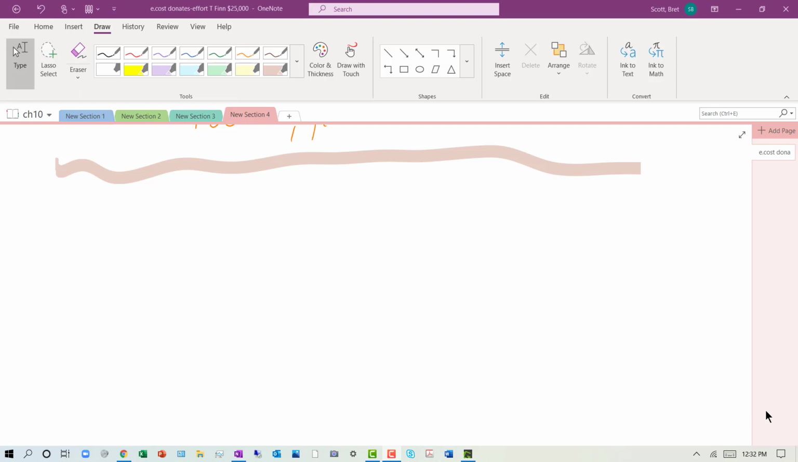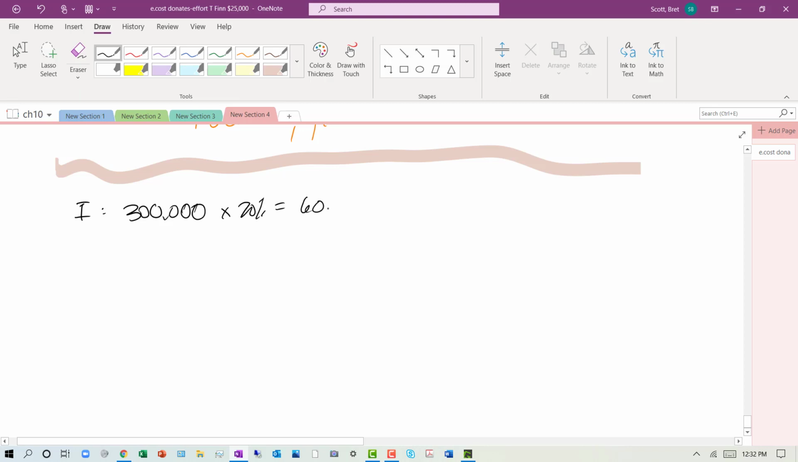So if we have a situation where income was 300,000, and we want to pay based on that net income, let's just pay out 20% bonus, right? And so that would get us a $60,000 payout, total bonuses paid out to the partners.